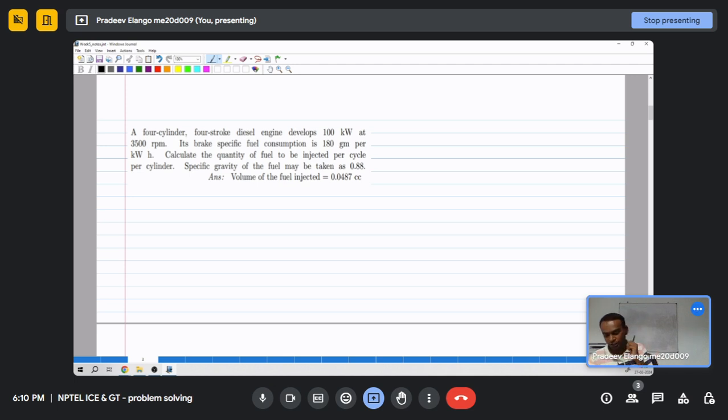So can you mention how we can solve this problem? So engine power is given, the speed of the engine is given, BSFC or the brake specific fuel consumption is given in gram per kilowatt hour. We need to calculate the quantity of fuel to be injected per cycle.